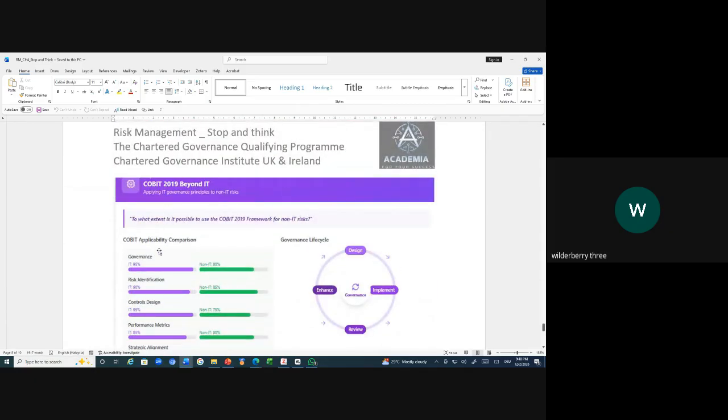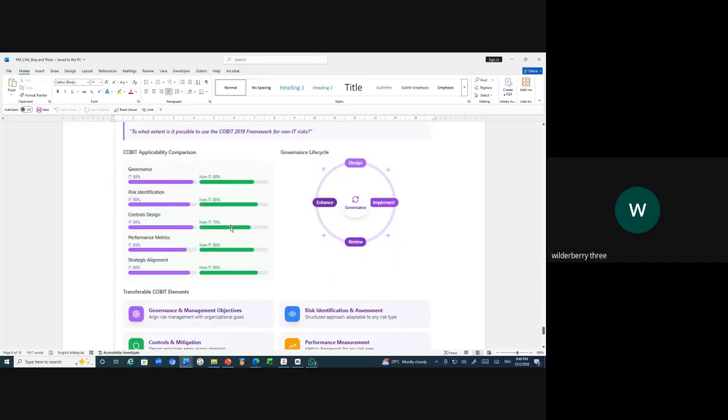You see, applicability, of course, IT. When you develop a framework from the IT COBIT source, you can also use it for non-IT purposes. Risk identification, pretty much the same. Control designs, it's a bit less applicable, but still. You see here quite a high scoring. So, to sum up, it's even useful to use the COBIT framework as a guideline for managing non-IT risks as well.